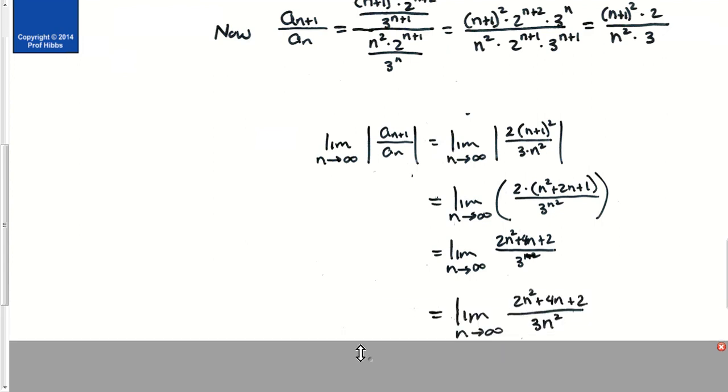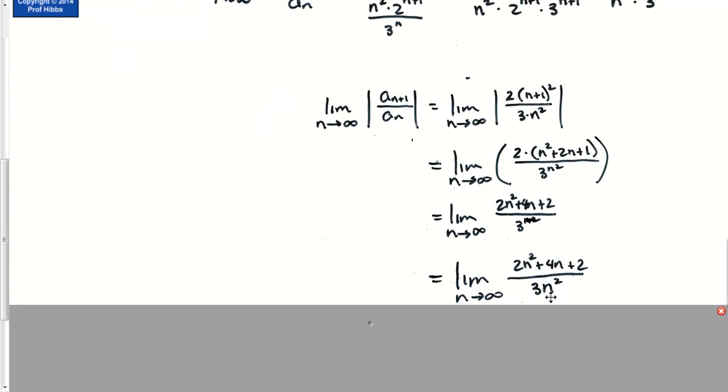Well, I see I've made a mess of things here. I apologize. This is 3 times n squared in the denominator, like we see down here, not 3 to whatever that mess is. In the numerator, after I squared this n plus 1, I just multiplied the 2 with that. So I got 2n squared plus 4n plus 2 after we multiplied that out. And that's all divided by 3 times n squared.